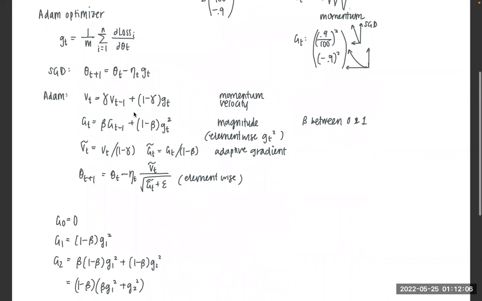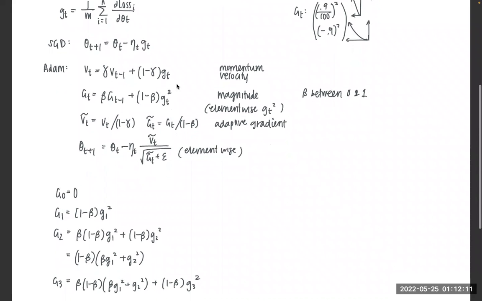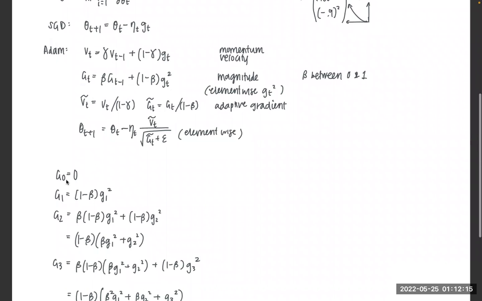Just to convince you that indeed this type of formula is accumulating G_t or G_t squared, let's look at this one. Suppose we start from G_0 equal to 0, and then G_1 equals beta G_0, which is 0, plus (1 minus beta) G_1 squared. And G_2 will be what? Beta times this, I just copied here, plus (1 minus beta) G_2 squared.